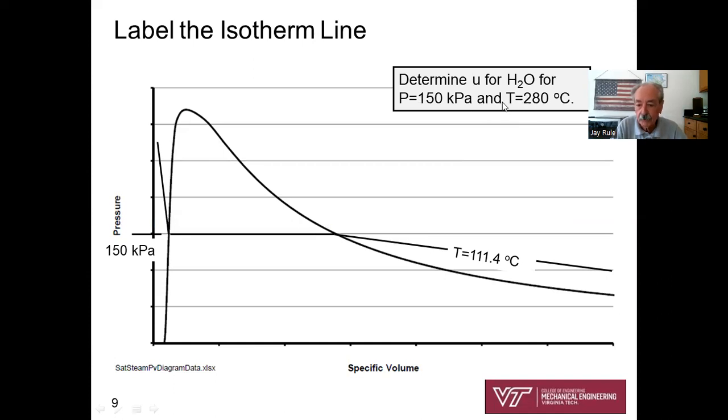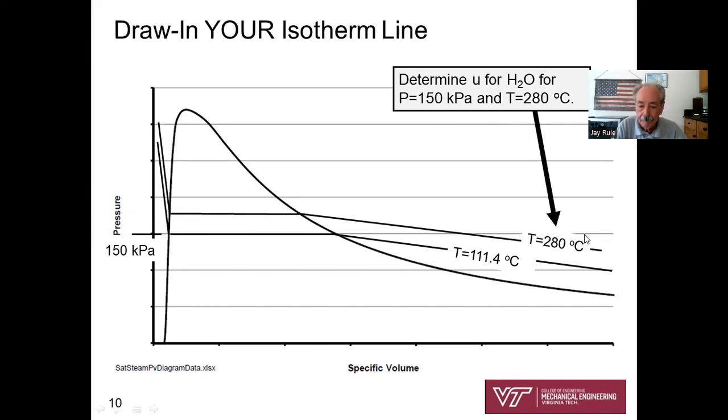The next thing we do: what's our homework problem? We're interested in finding the phase for P equals 150 kPa and T is 280 degrees C. Well, at least we know that our state is going to be somewhere along this horizontal line. But where's it going to be? Next we draw our isotherm line, 280 degrees C. It's going to be one of these dogleg lines that looks a lot like 111.4, and it's going to have to be above it.